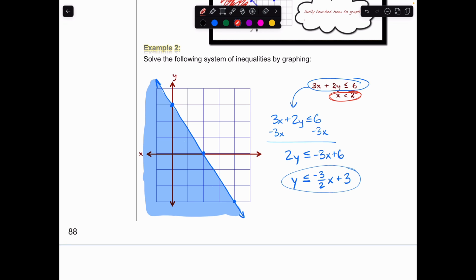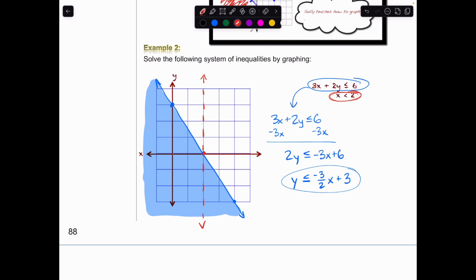There's no y in this inequality, so we're not going to get it in slope-intercept form, or y equals mx plus b form. It's just x and a number. The boundary line is x equals 2, so we'll go to 2, and x equals 2 is a vertical line. It's a dashed line because it doesn't say or equal to.